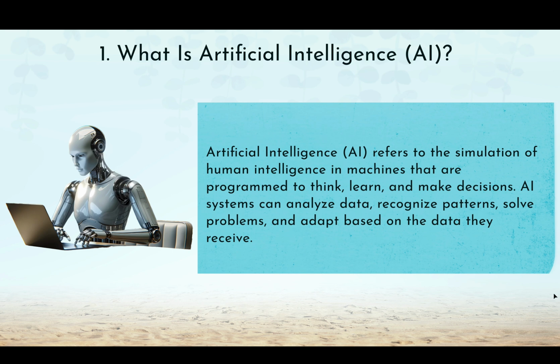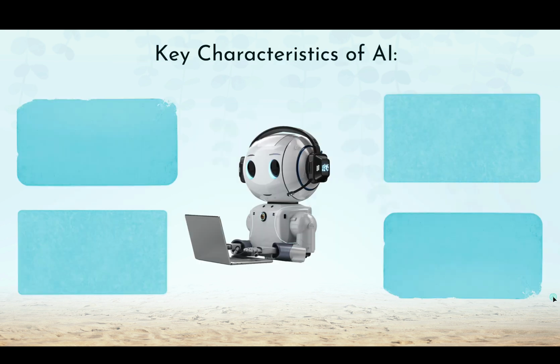From voice assistants to autonomous vehicles, AI is transforming industries by enabling machines to handle tasks that typically require human intelligence. Key characteristics of AI.